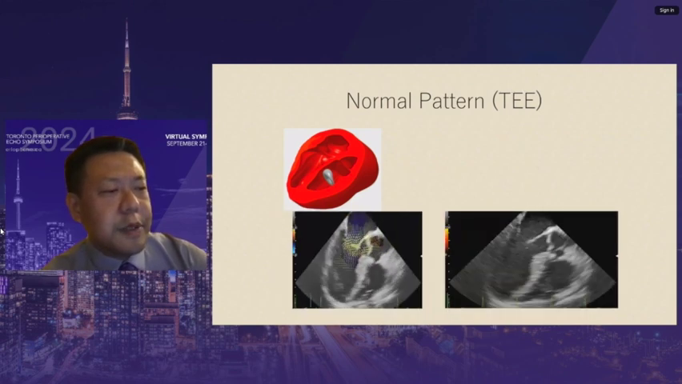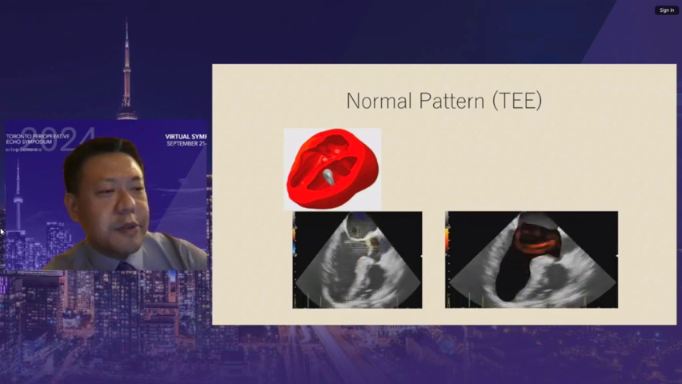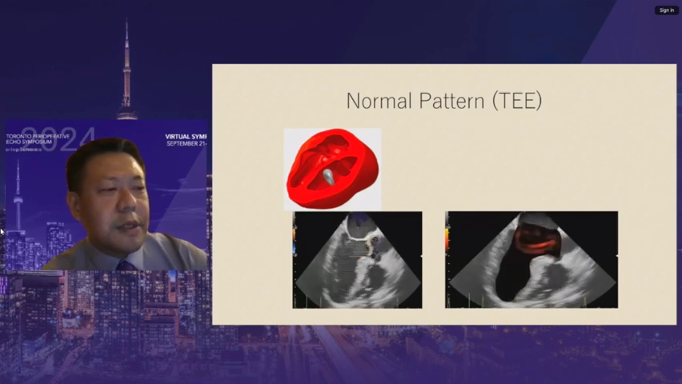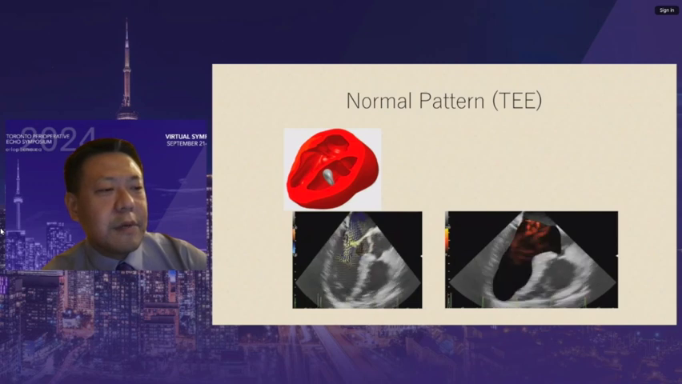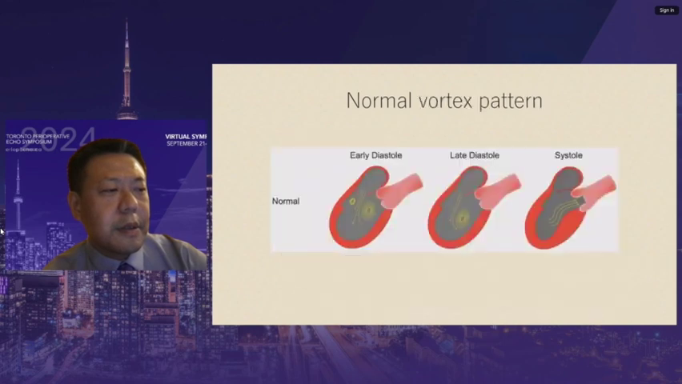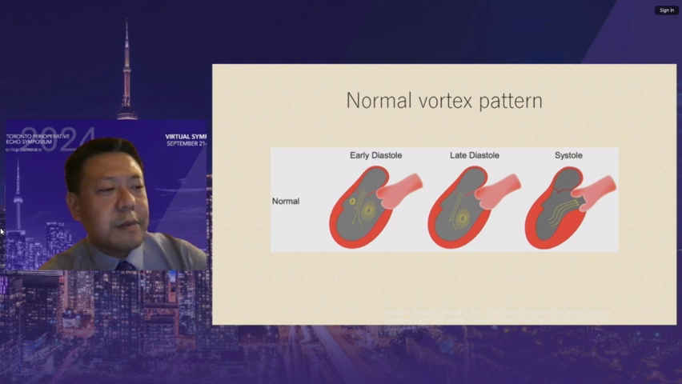This movie is vector flow mapping of the TEE image. This is a mirror image of the TTE. So the large vortex under the anterior mitral leaflet is counterclockwise rotation. Next slide. The figure shows the normal vortex. The vortex has a very important role: promoting inflow, preserving momentum, minimizing energy loss and redirecting to the outflow effectively. Next slide.